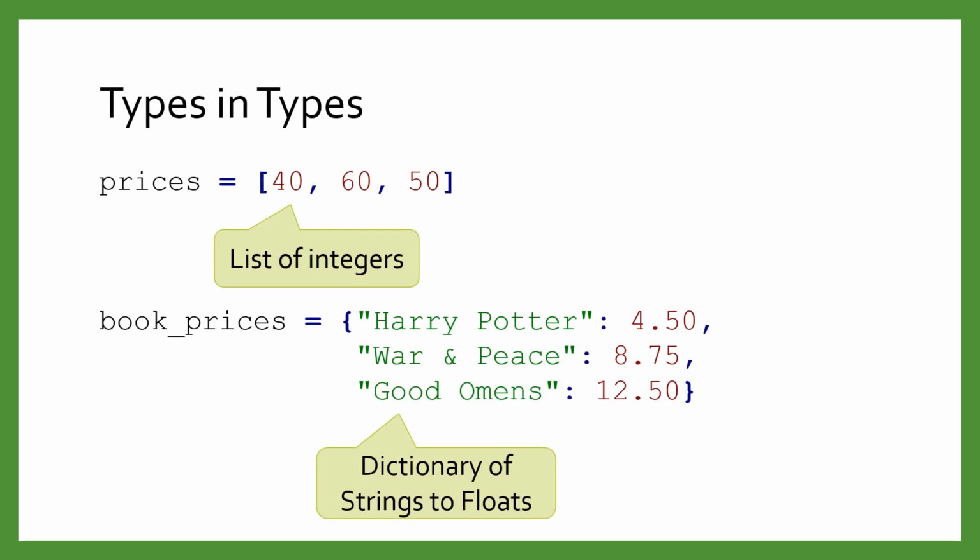With lists, we learned that composite types had subtypes. For example, you could have a list of integers. Dictionaries have multiple subtypes, one for each key and one for each value. For example, you could have a dictionary that maps string keys to float values.